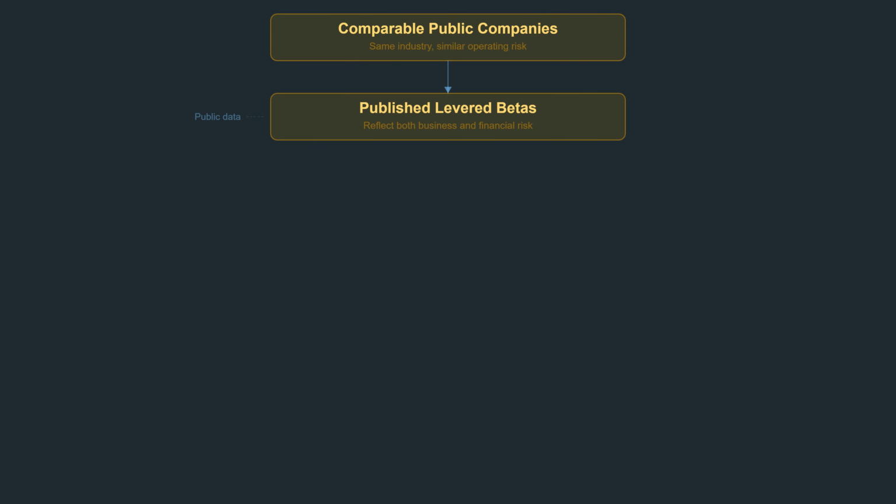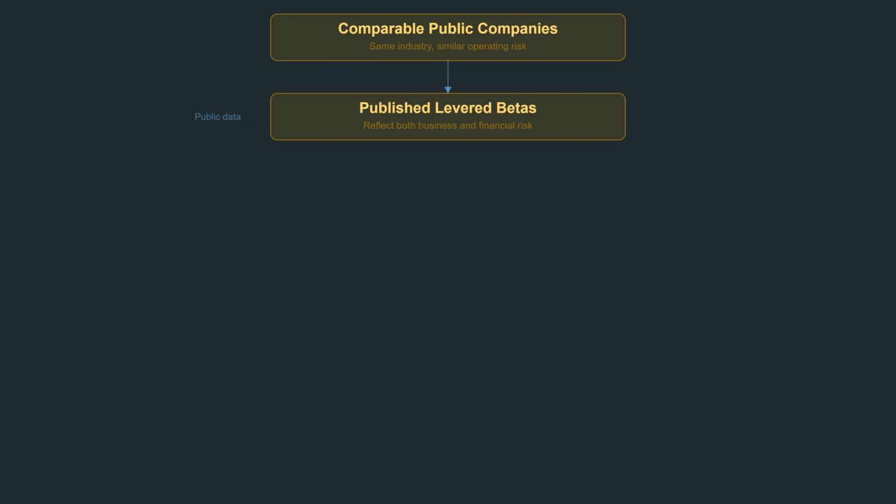Now we do run into complications if we're a private company. There will be no quoted prices for our shares, and thus no published beta. The underlying idea is identical. We're attempting to determine the return required by investors given the risk of our business, but we'll have no quoted data to use. So the typical process is to find comparable public companies in the same industry with similar operating risk. Since they're public, their betas will be published.